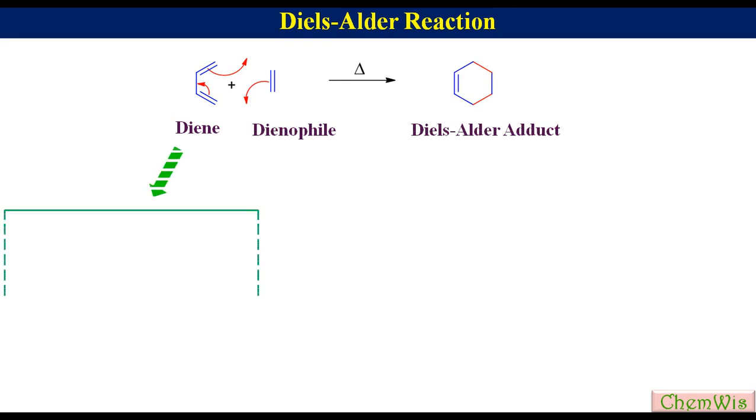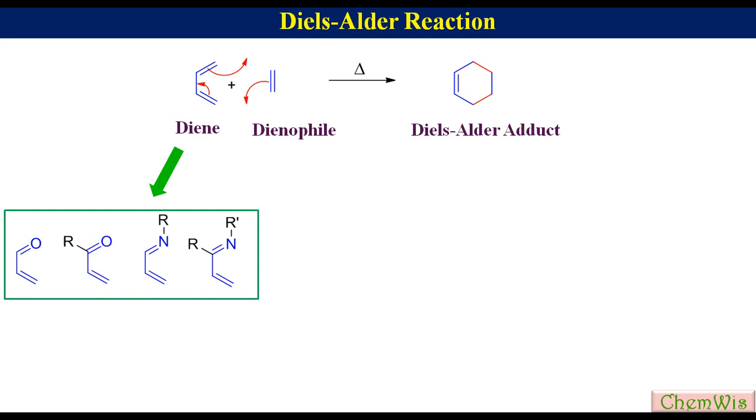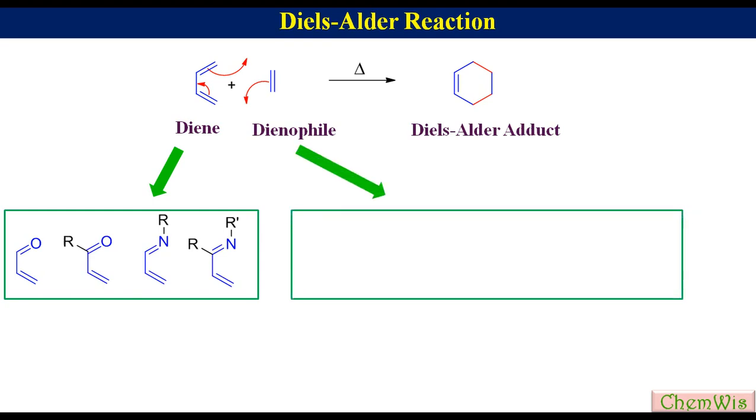Instead of diene, we can have alpha-beta-unsaturated aldehyde, alpha-beta-unsaturated ketone, or alpha-beta-unsaturated imine. Instead of alkene, the dienophile can be alkyne, nitrile, nitroso, aldehyde, ketone, imine, azo compound, etc.